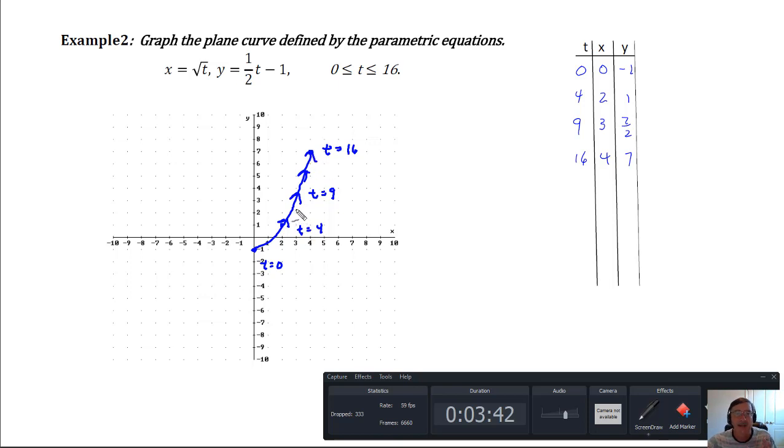All right, now what I want to do next is go ahead and eliminate the parameter on these. So I'm going to solve this first equation for t by squaring both sides of it. We didn't do that in the first example, but we could have, and we would get t equals x squared. So what we want to do is take the t out of these and write them in terms of x and y rectangularly. So now I can take this x squared from the first equation and plug it in here for t and get the rectangular equation y equals 1/2 x squared minus 1.